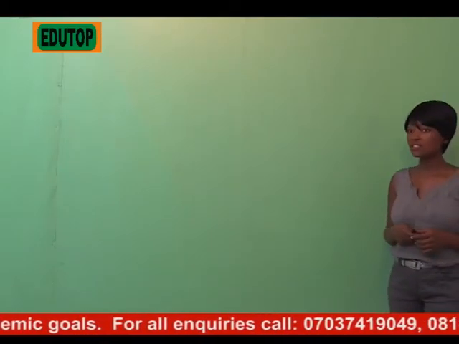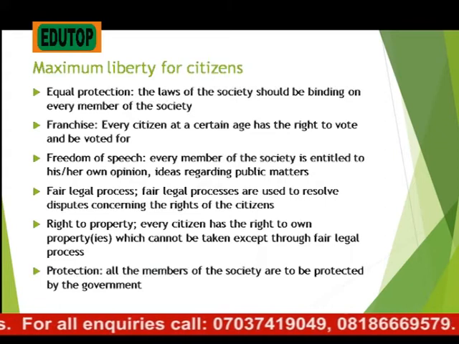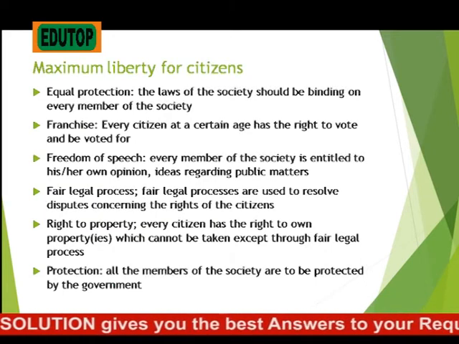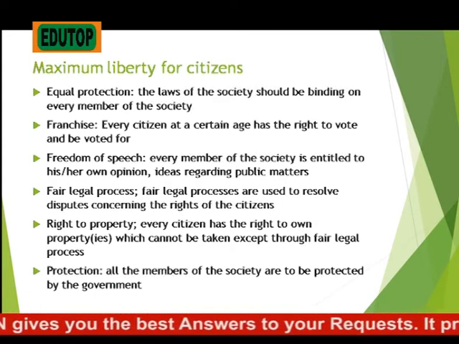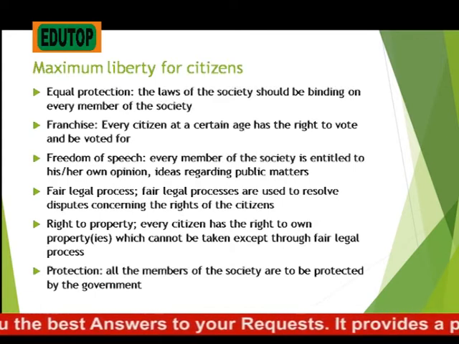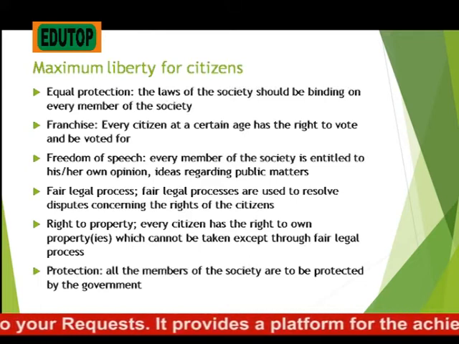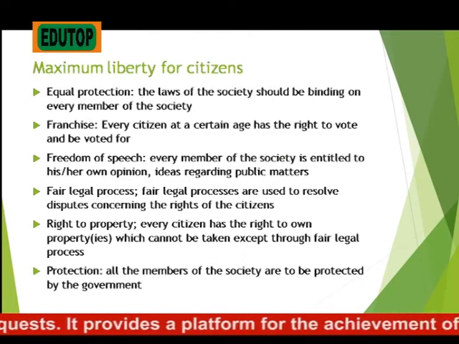Maximum liberty for citizens. 1. Equal protection. The laws of the society should be binding on every member of the society. This implies that the law guiding the poor also guides the rich. And because some people are rich or in positions of power, doesn't mean they get more protection than the citizens. This simply dictates that the government is in charge of the security of every member of the society.